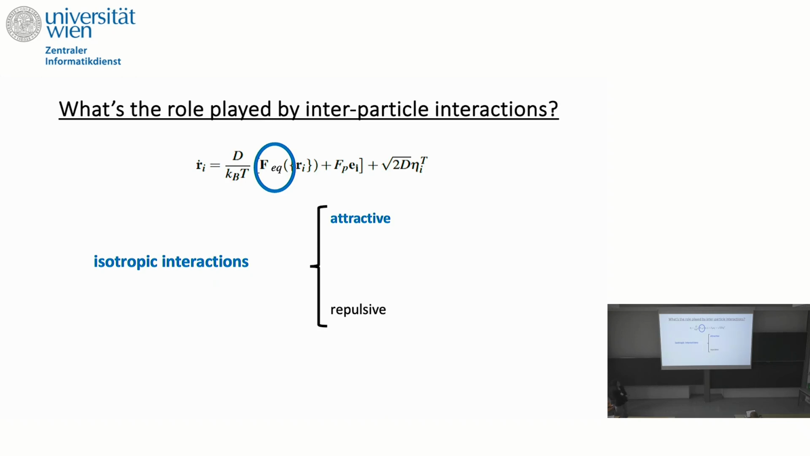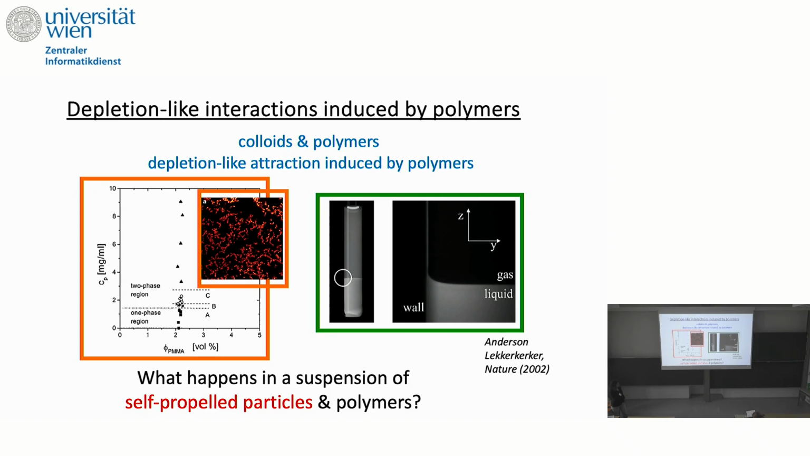So interactions can be isotropic or anisotropic. I'm only going to focus on isotropic interactions, which could be, for instance, attractive or repulsive. We learned 20 years ago from Henkel, Kerker, and co-workers that if we add polymers to a colloidal suspension, the polymers induce a depletion-like attraction between colloids, and eventually, by adding more and more polymers, the system undergoes a phase separation between a colloid-rich and a colloid-poor phase. That reminds one of a gas-liquid phase separation.